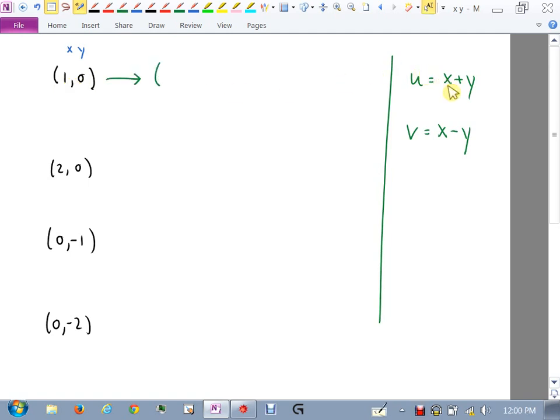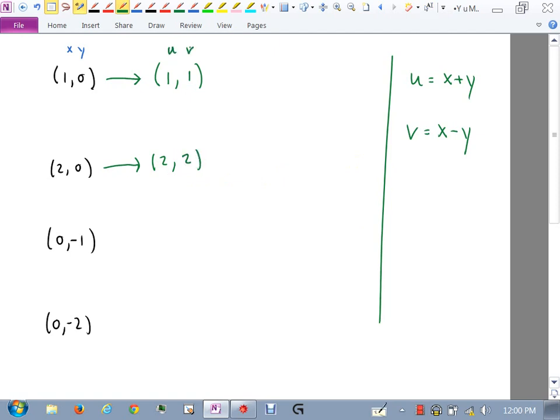The u coordinate will be 1, won't it? And the v coordinate will be what? 1 minus nothing, so 1 again. That goes to 1, 1. Where does this point go? So to get the u, I let x be 2 and y be 0, so you get 2 here, and then what do you get for v? 2 again.